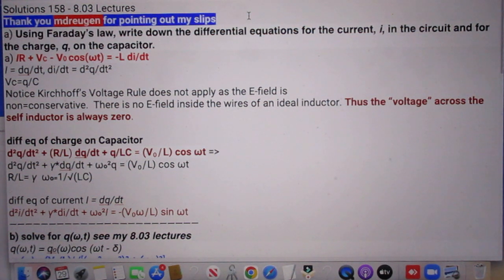I will go over my solutions with you and only print in blue the corrected values, which mdreugen sent me, but of course they were also obvious to me, because that's what a slip of the pen is for.